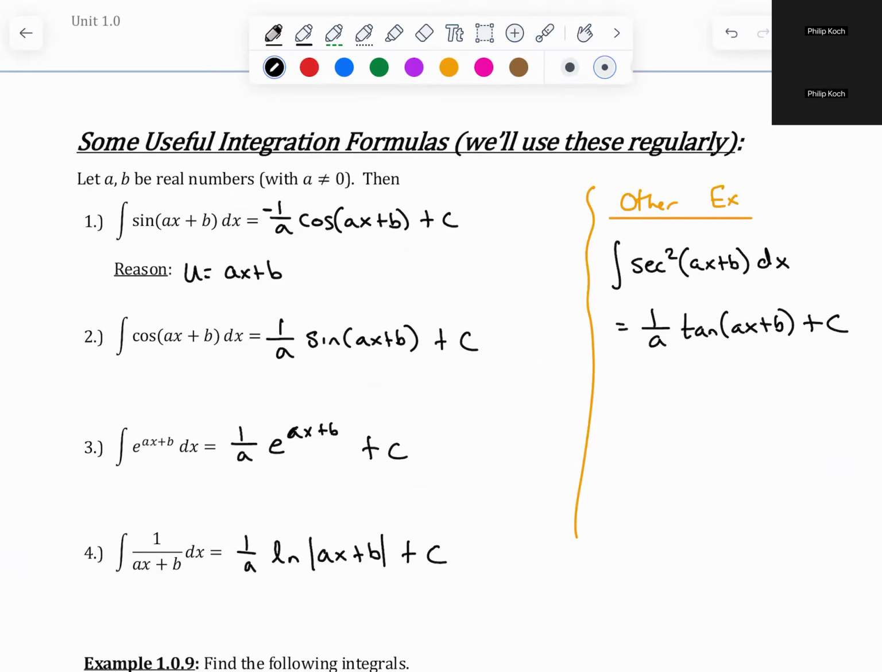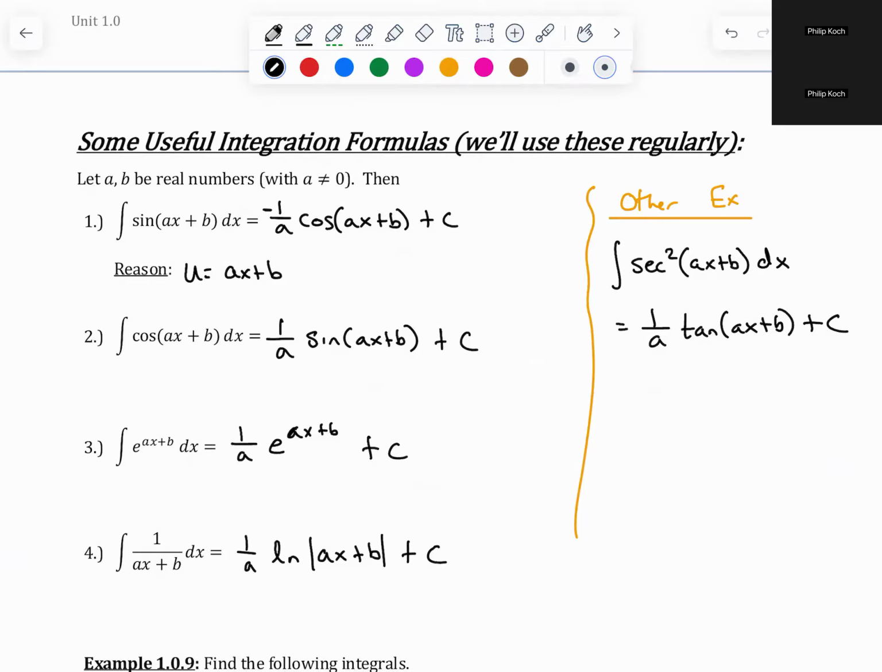But what I will tell you, especially when we get to 1.4, when we talk about partial fraction decomposition, this guy will show up a lot. The 1 over ax plus b. So yes, you can do an integral substitution. It works, but it takes time that you could be spent doing other things. So if you can have these ones kind of on lockdown, that's great.